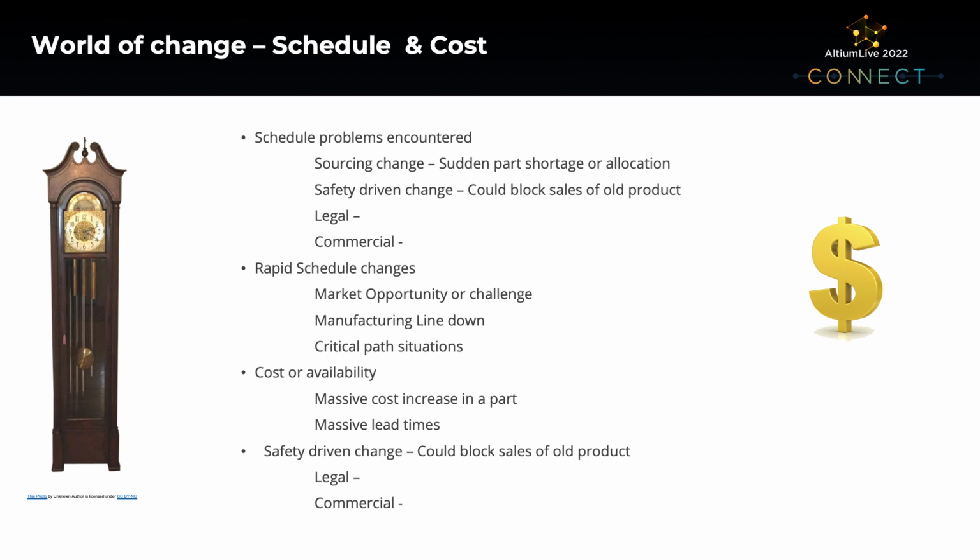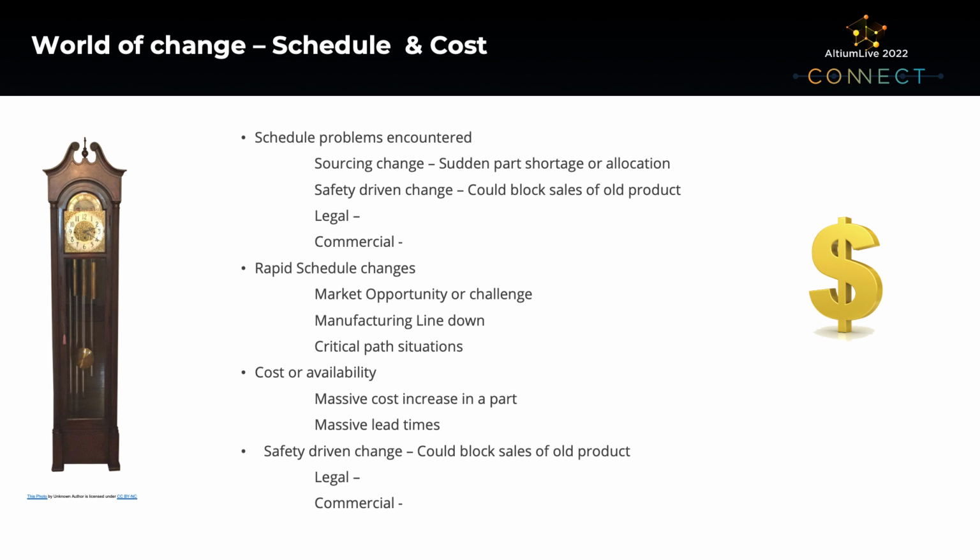So we might have real rapid schedule changes where there's either a market opportunity if we move quickly or a challenge. We might have a manufacturing line down, in which case we need to respond really quickly to that kind of situation. There might be critical path situations in the whole timeline of a project where what you're working on has to be done right away in order for the whole project to come in on time. So there's a lot of reasons for accelerating schedules, and we'll look at some ways to help do that later.